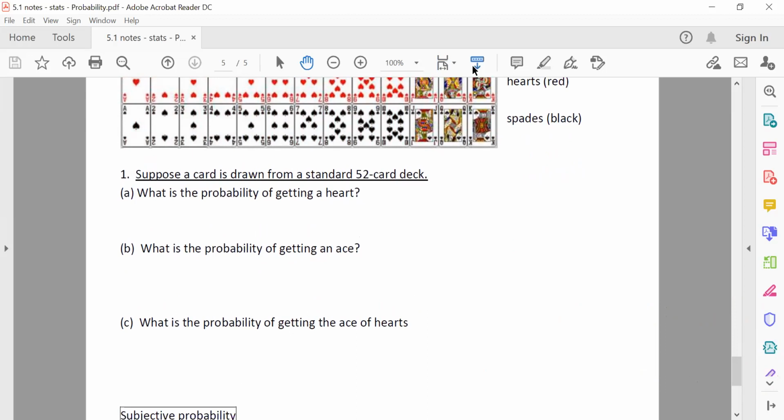Finally, the probability of getting the ace of hearts. Well, there's only one ace of hearts out of a deck of 52 cards. So that becomes about 0.019, or about 1.9%. And, you know, round to however many places your specific problem asks for.